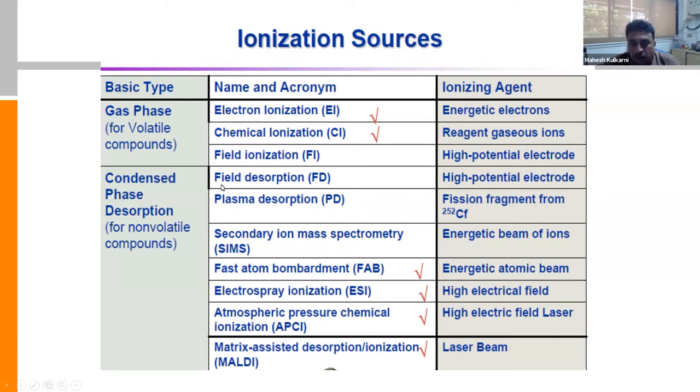But in biological mass spectrometry, electrospray ionization and MALDI ionization are the most widely used because they are soft ionization. When I say soft ionization, it means when you analyze high molecular mass peptides or proteins, they remain intact. They do not get disintegrated or fragmented by electrospray or MALDI ionization. Therefore they are called soft ionization, and they have become quite popular in biological mass spectrometry and proteomics.